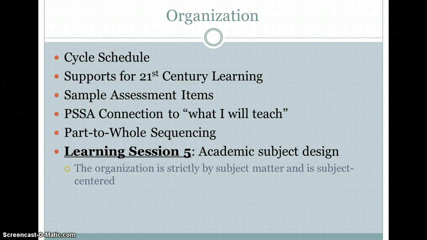And in my opinion, this curriculum was part to whole sequencing because it involves the teacher starting with a little piece of information at a time and building to a bigger idea. And this ties into Learning Session 5, Academic Subject Design, because the organization is strictly by subject matter and is subject-centered.